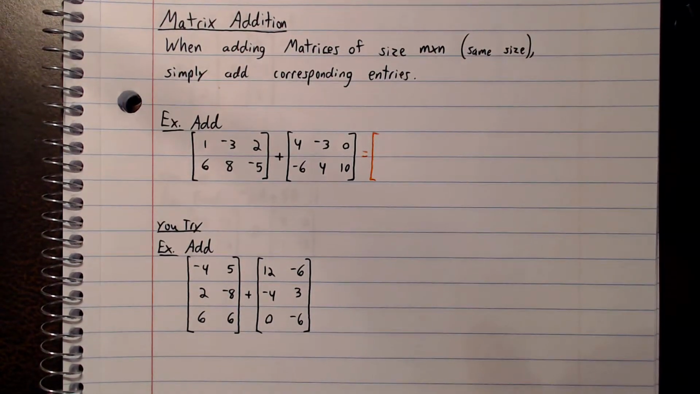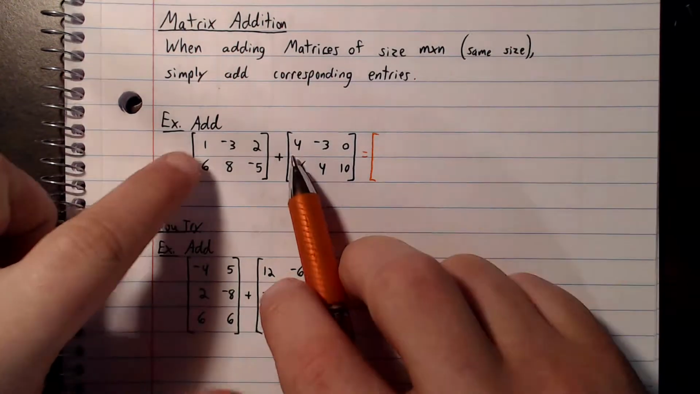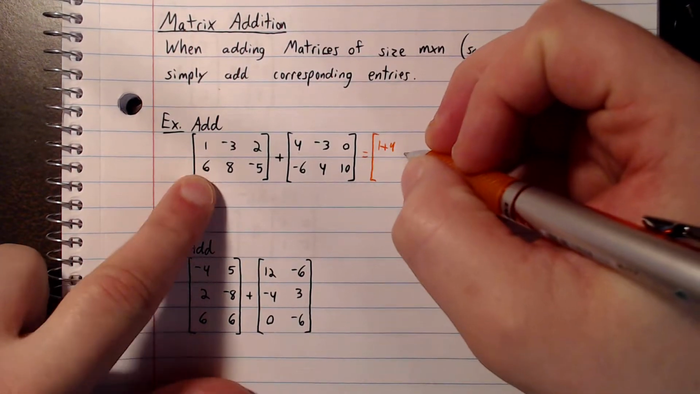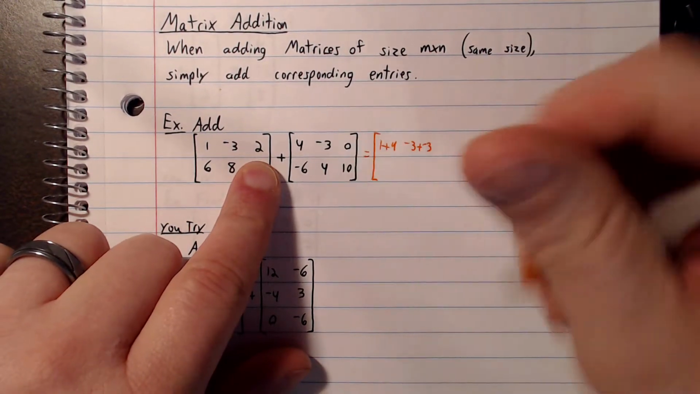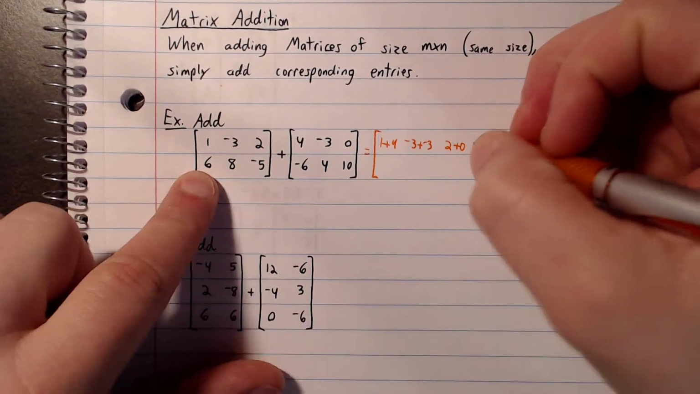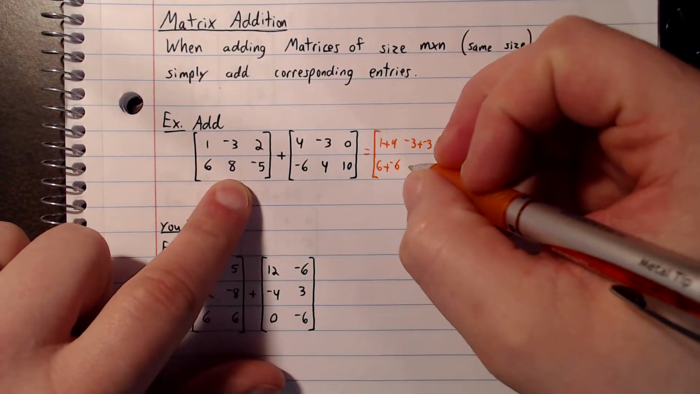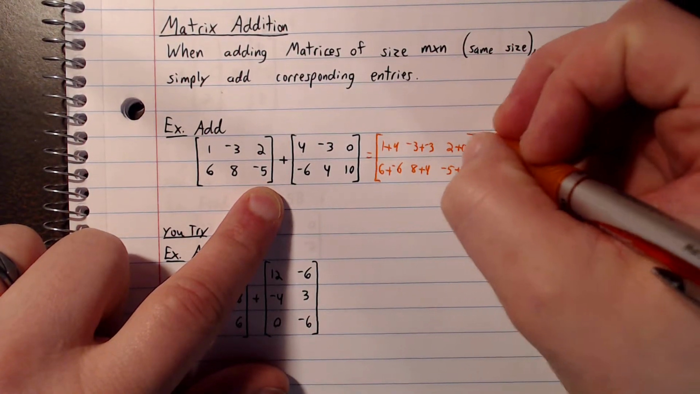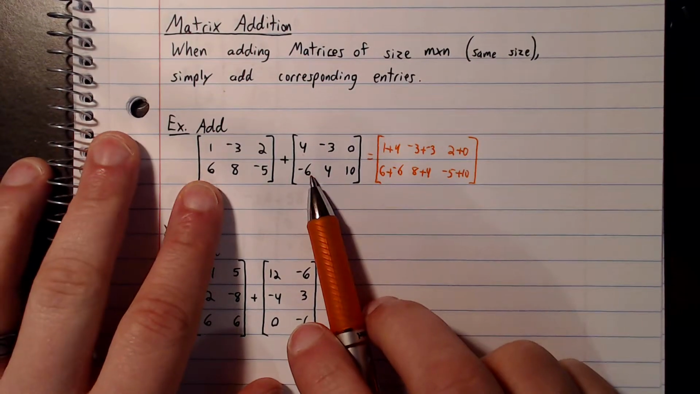I'm going to show you the full step process for this problem. You don't have to do it every time. It's up to you how much you really want to show. Here we're going to add 1 and 4. Then we're going to do -3 and -3. And finally 2 and 0. That's the top row. And then we go down here. So we have each corresponding entry being added together.